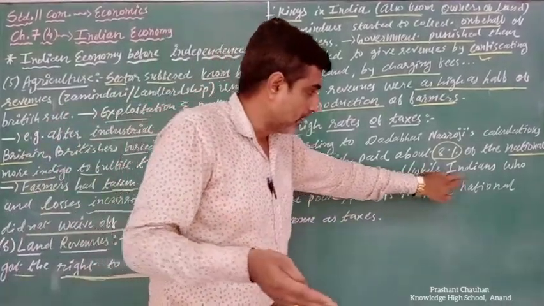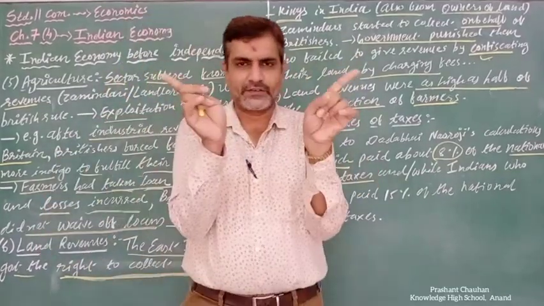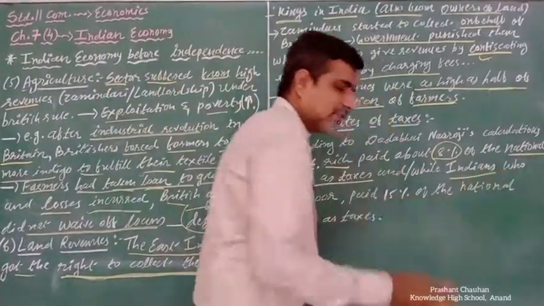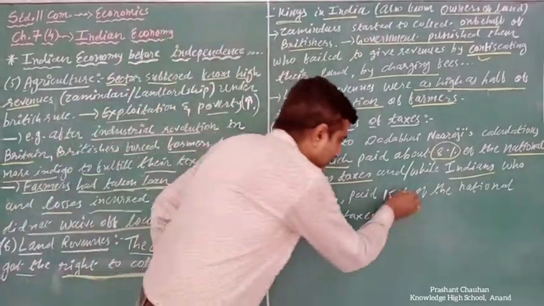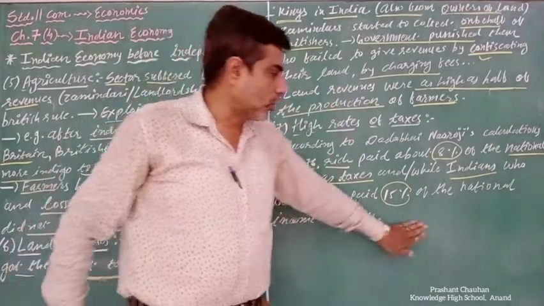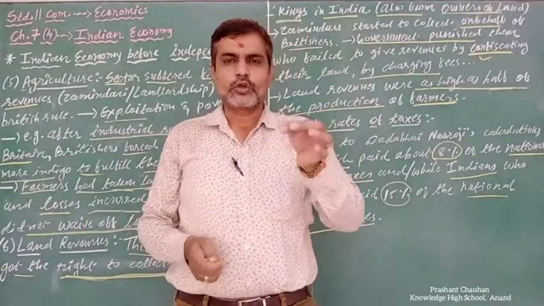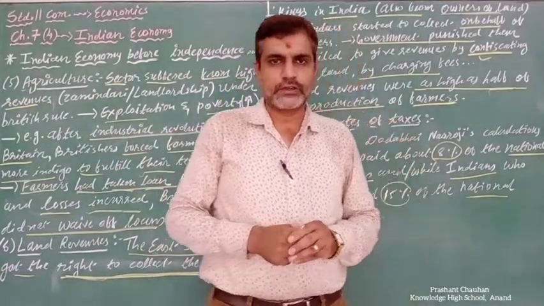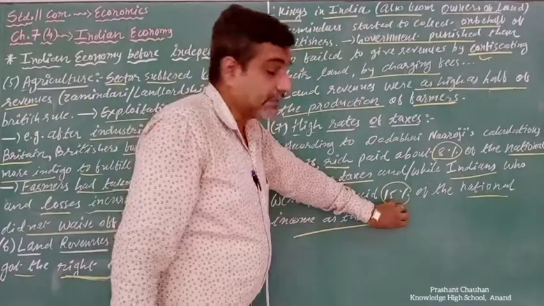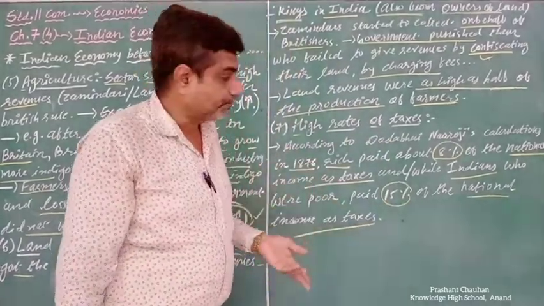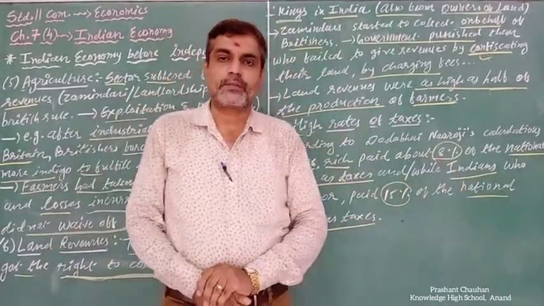And at that time Britishers and Indians, rich people and Indian people, there were differences. So Indians, that means we people who were poor, paid 15% of the national income as taxes. National income is the total production of the country throughout the year multiplied by the market price, right? That is the national income, GDP. So that is 15%. See, that is the double difference. The Britishers, the rich people, paid 8% taxes, whereas Indians, poor people, paid 15%.